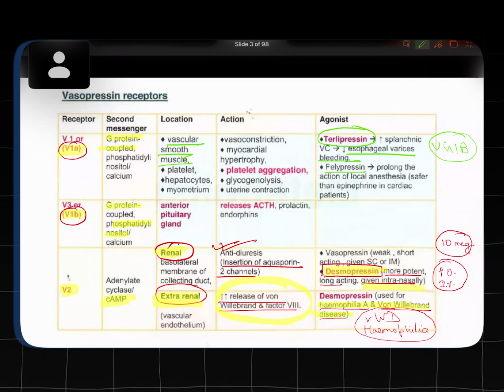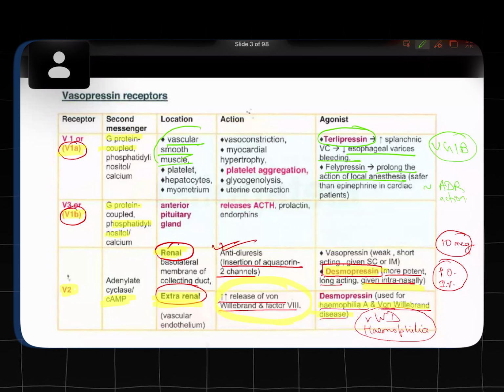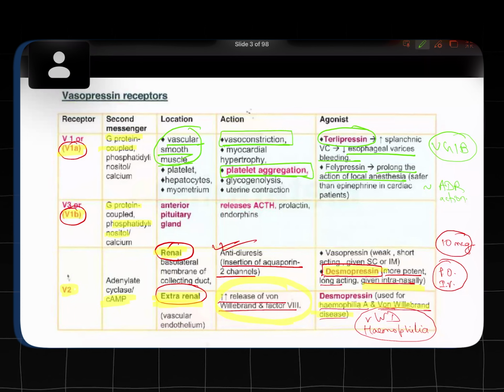Felypressin is for the theoretical part. I don't think it will come in MCQ, but it will prolong the action of local anesthesia. That is similar to adrenaline action because it acts at the level of the vascular smooth muscles, causing vasoconstriction. It also causes platelet aggregation. These are the two MCQs which are important: vasoconstriction, platelet aggregation.